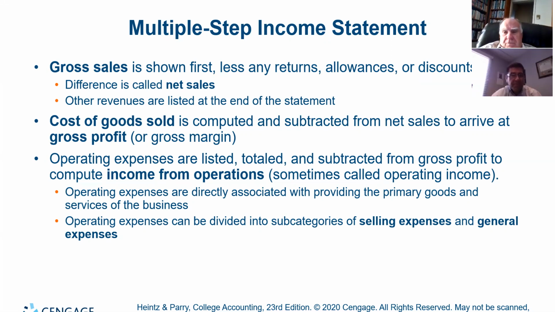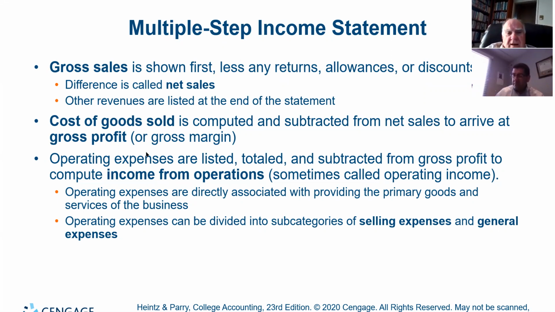So gross sales is shown first. Then they're going to show just one expense, cost of goods sold. And when we subtract that from net sales, we're going to come up with something you're seeing for the first time, I think, gross profit. Gross profit. And that's just a measurement of how much you're paying for your goods against what you're selling them for.